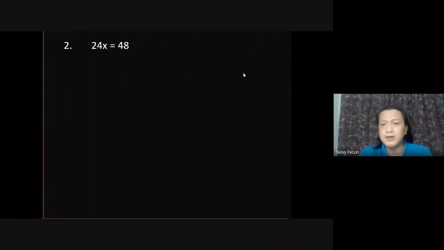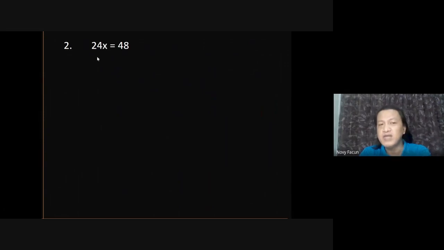Okay, next number 2, we have 24x equals 48. So, ano yung sabi sa step 1? Simplify each side if needed. Ibig sabihin, lahat ba ng constant mo magkakasama at yung x nasa isang side lang. Okay. So, nakaseparate na sila. And then, proceed ka na agad dun sa use the multiplication property.